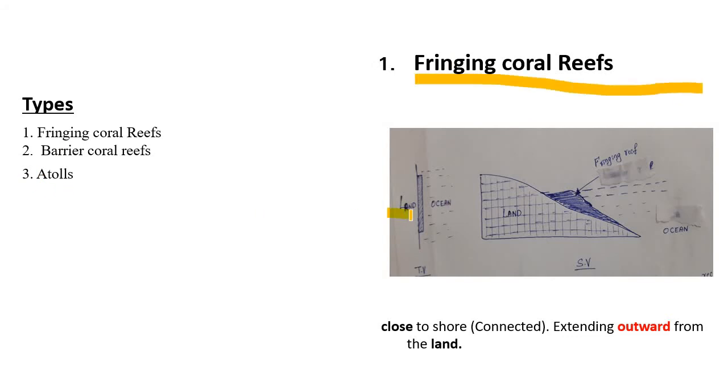This is the land, this is the ocean. This is the top view. This is the side view. This is the land, this is the ocean, and this is the coral. Here the coral is attached to the land. Here also you can see the coral is attached to the land, close to the shore, extending outward from the land.